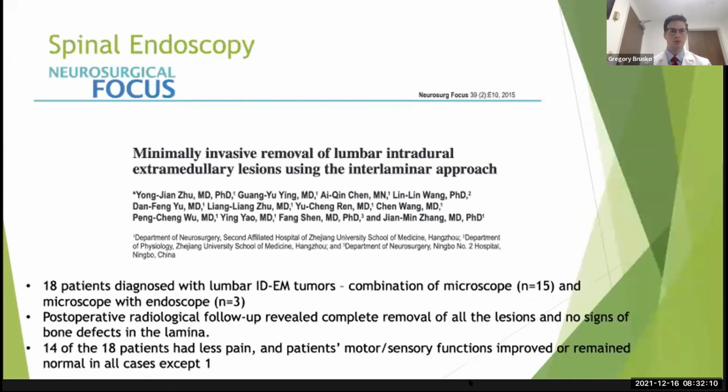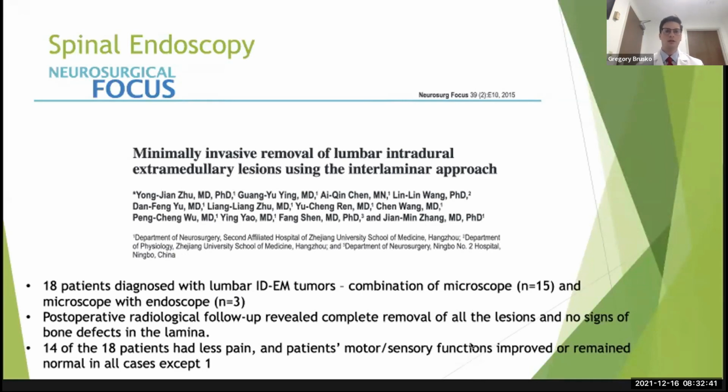Endoscopy has also come a long way from the myeloscopes that were used back in the mid-1900s. This case series discusses 18 patients with intradural extramedullary tumors resected via an interlaminar approach, combining a microscope in most of the cases, 15, as well as a microscope with an endoscope. The authors felt that this approach was advantageous because it caused even less bone destruction.